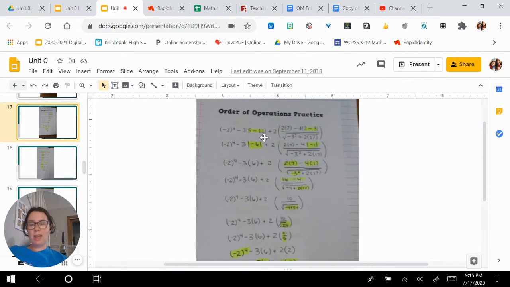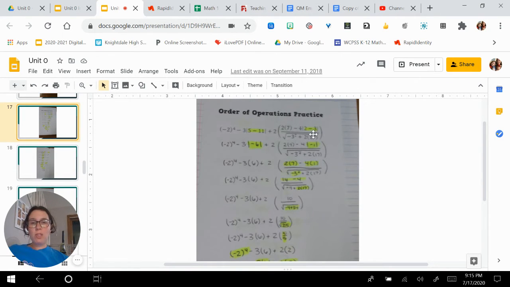So I've highlighted what I'm going to do first. Remember, we're going to do GEMDOS. So G is for grouping, so that could be any type of grouping symbol. So let's do 5 minus 11. That is what? Negative 6. I'm not getting rid of the absolute value bars yet. I'm going to do one step at a time.